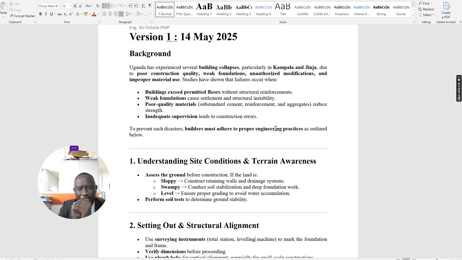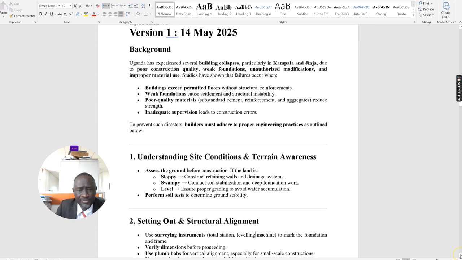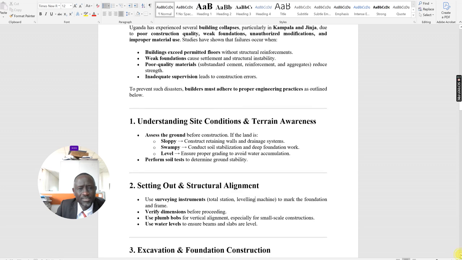So if you're not careful, you end up with problems. And even when you store these materials, how do you ensure that they are not contaminated? So there are many factors that affect this, so it is important that at least some of these things are looked at. These are some of the observations, and they're saying to prevent such disasters, builders must adhere to proper engineering practices as outlined below. So below here we have some of the highlights that need to be looked at.